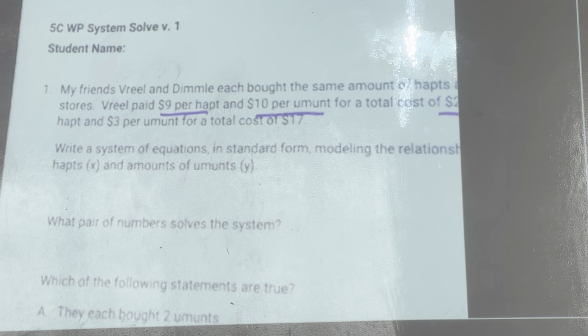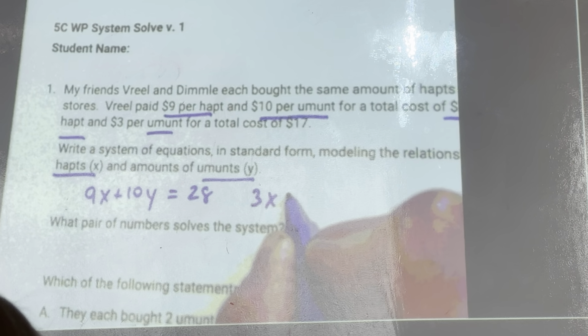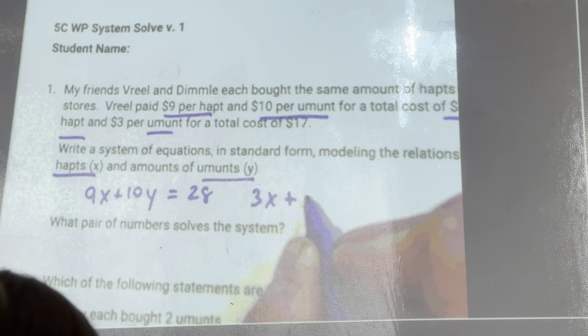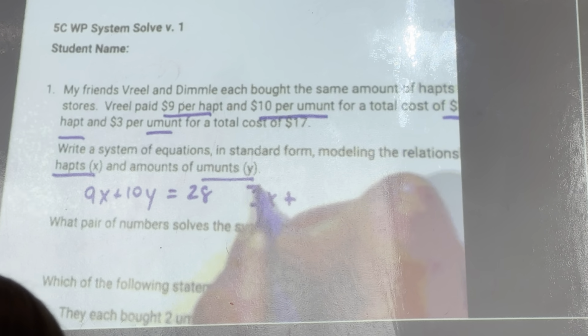And your second equation you type in is 7x plus 3y equals 17. So which pair of numbers solve the system? I'm gonna flip the paper over. And on the back side, I have given you instructions how to solve by matrix.